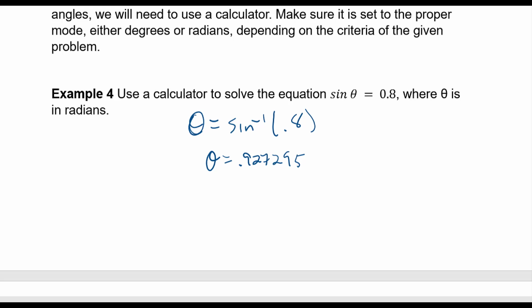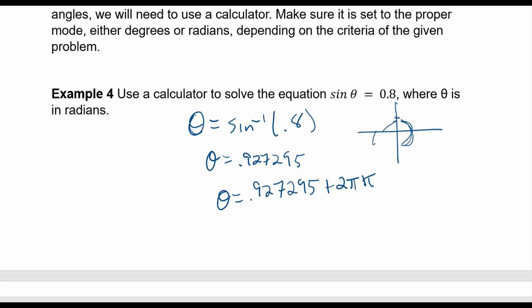That's it. I was trying to think, do we need to worry about other values? If we wanted to generate all the values, we could say theta is 0.927295 plus 2 pi k. But I need to look at the other one, right? Because this only returns values from these two quadrants. There's also something over here in this quadrant.